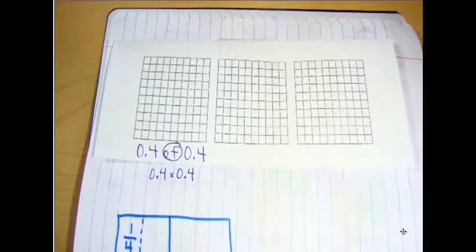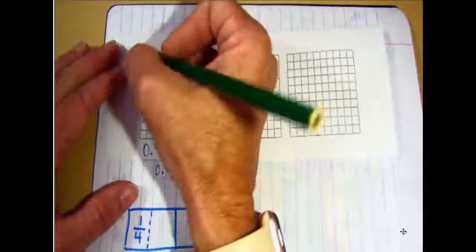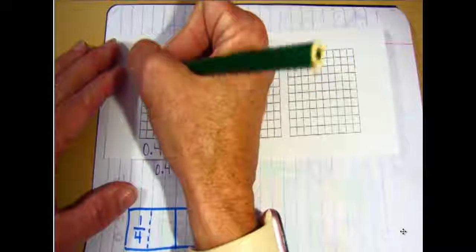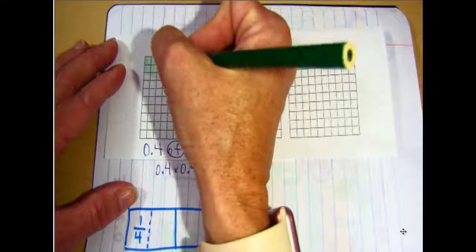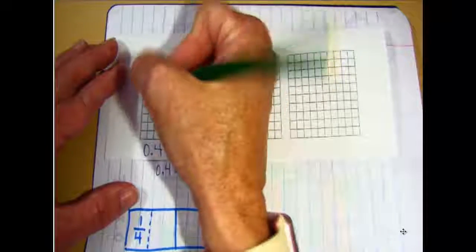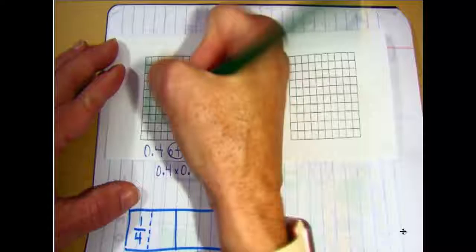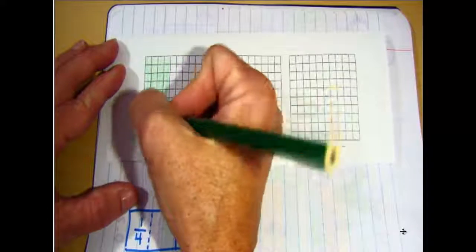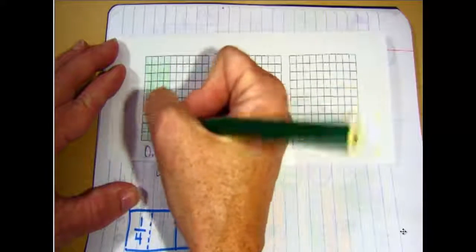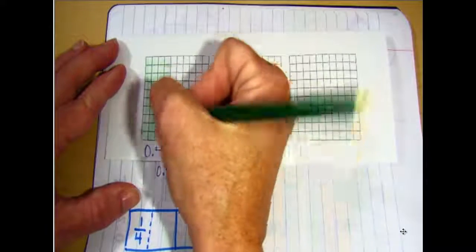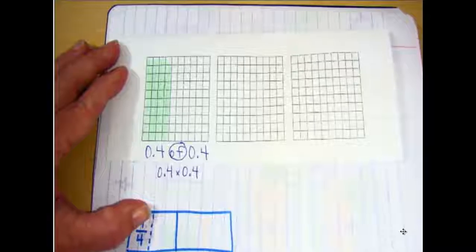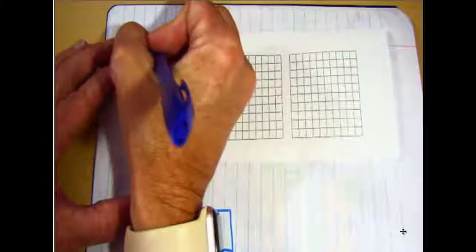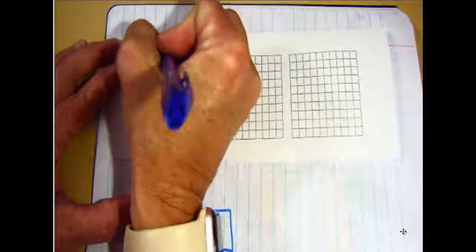It's harder to do with these numbers. I'm going to lightly shade in 4/10. And I'm going to shade it in vertically first. It doesn't matter if you do it vertically or horizontally. It's the exact same thing. I'm going to shade 4/10 in this way. If you're coloring really dark, this is not going to work well.